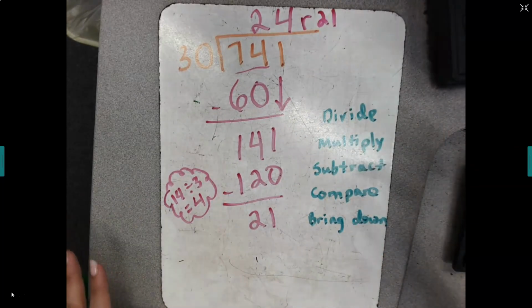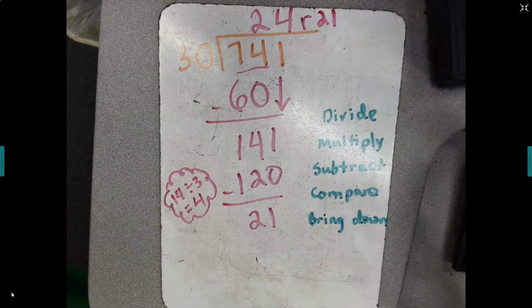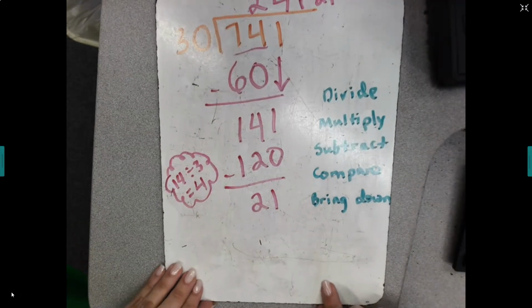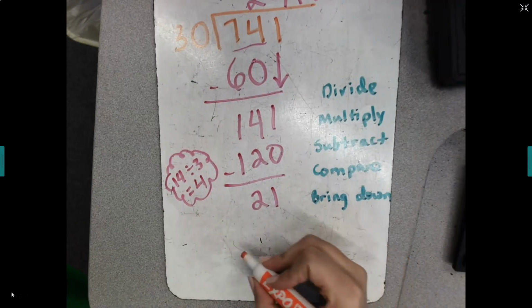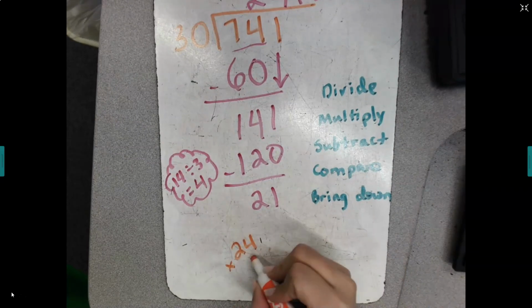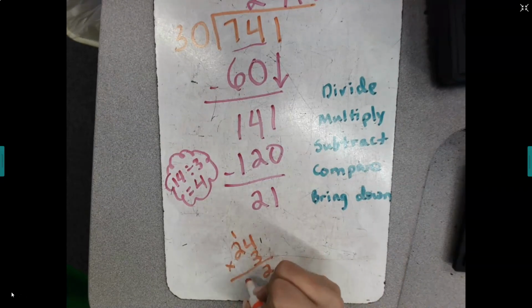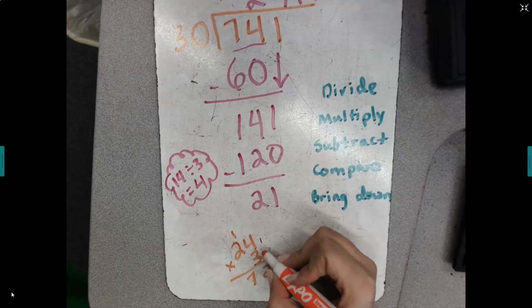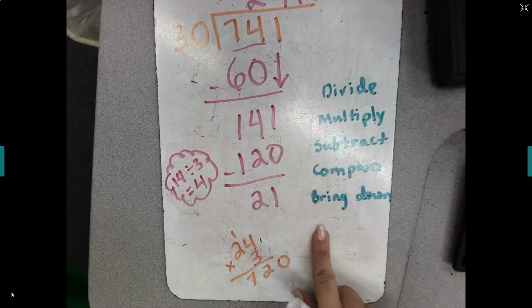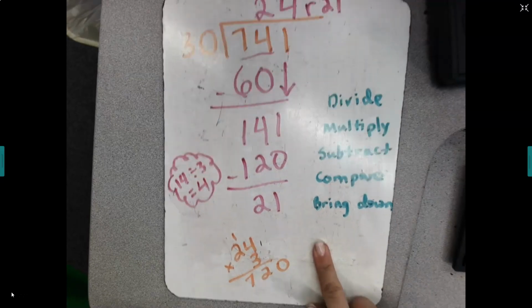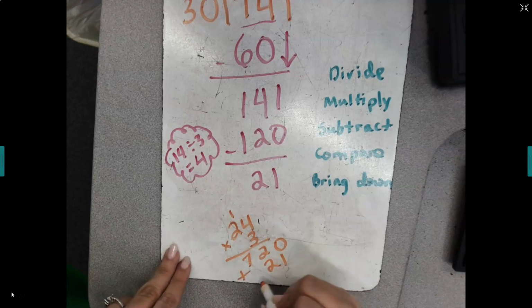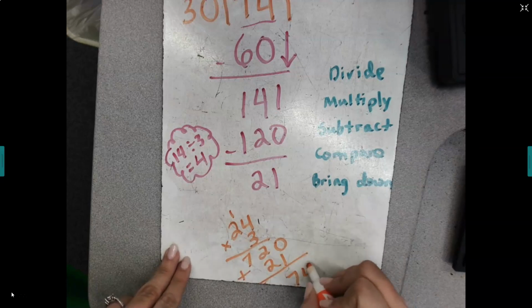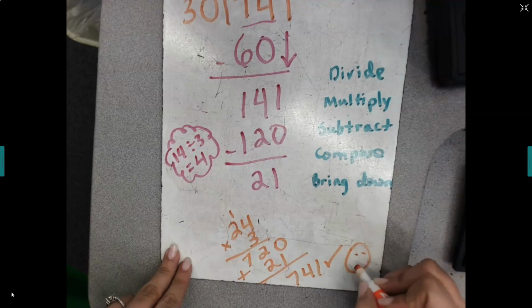To check this, what I will do is multiply 30 times 24, okay? And to save myself some time, I'm just going to do 24 times 3 and then add my 0, okay? Then I have a remainder of 21, so I add that, and there I have it. My answer checked.